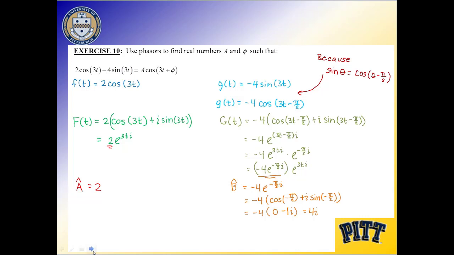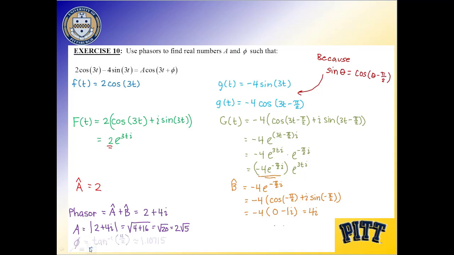So the actual phasor for the left-hand side is the combination of these two together. So the actual phasor is the number 2 plus 4i. Now again, since I'm looking for the amplitude and the phase, the number being added to the 3t, I do this by first calculating A as the absolute value of 2 plus 4i. Again, I'm just going to employ the Pythagorean Theorem. I end up with 2 times the square root of 5.